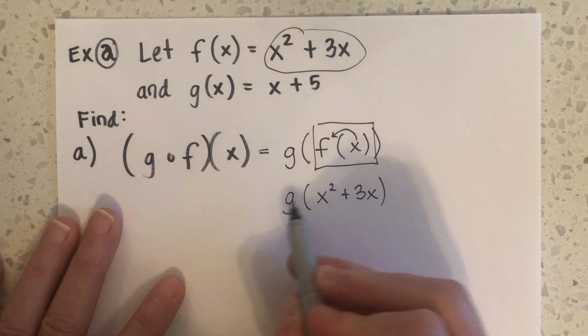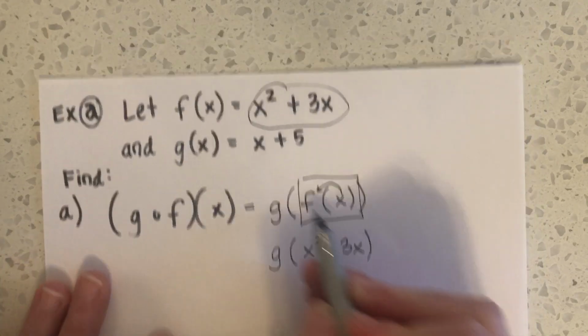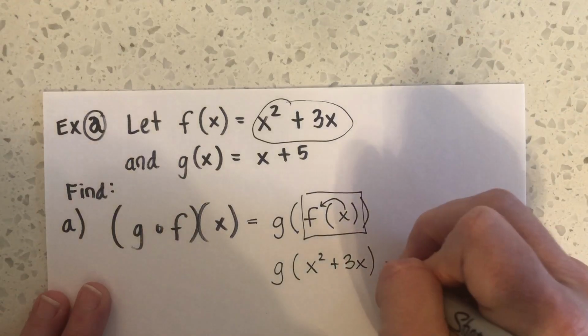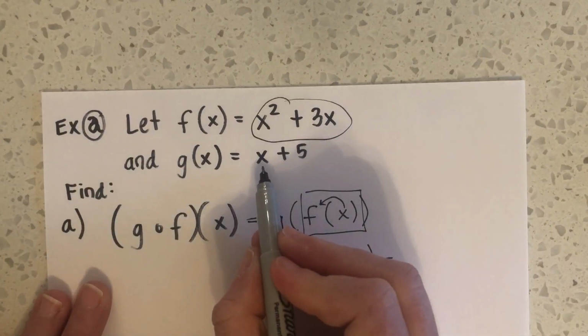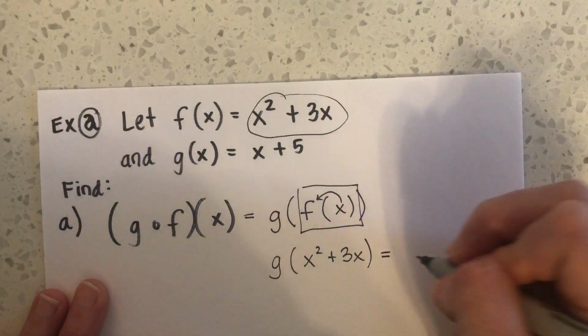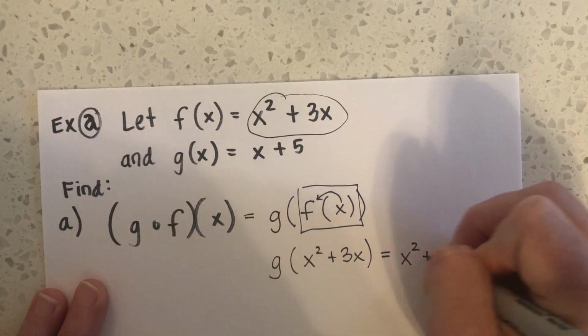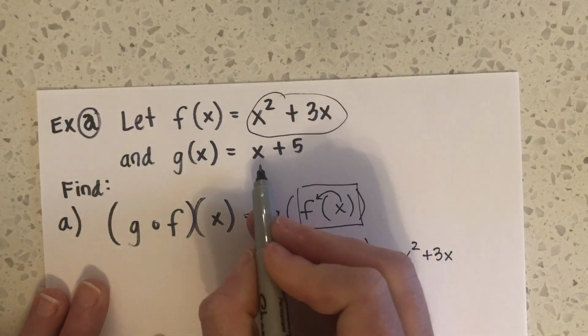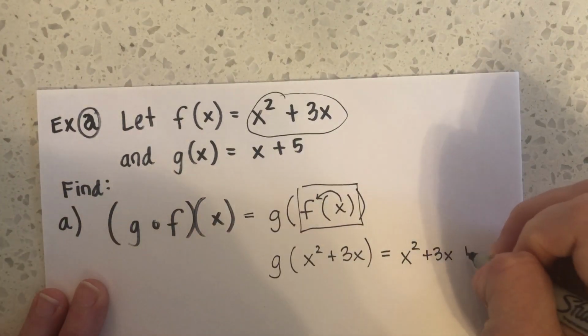So now we have to find g of this. So we need to plug this into function g. So go to function g. It starts with an x. Take x out. Plug all of this in for x. So x squared plus 3x goes in for x. And then we still have to add 5.